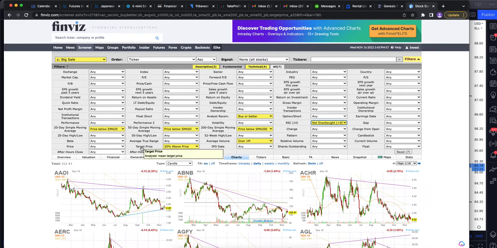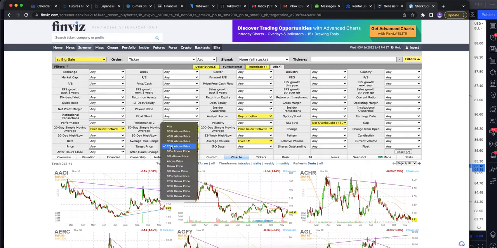And target price. You can adjust this. It doesn't necessarily have to be 20%. It just has to be above where the price is at right now. I don't want to buy anything that's overvalued, where the price is above the value of what people think it's going to be. So I want the value to be below the price. So 20% and up is cool for me.